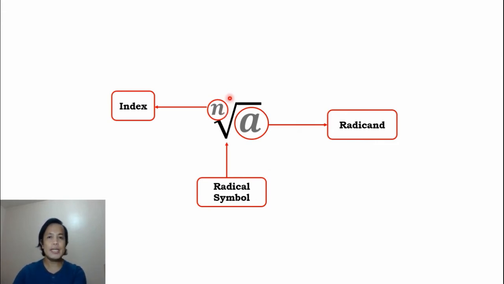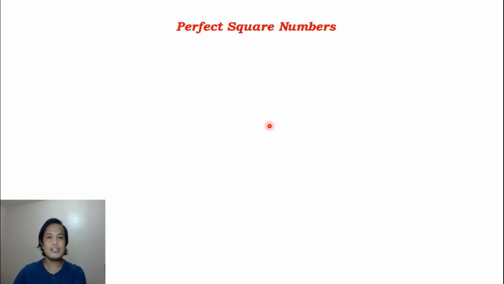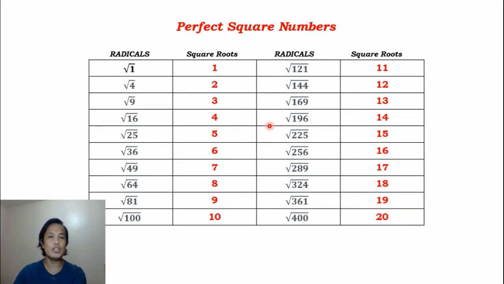Before we proceed to our example, let us have first these numbers which are perfect squares. So we have here the column for the radicals and its square roots. These numbers here are what we call the perfect square numbers. We have here square root of 1 until square root of 400. But it doesn't necessarily mean that these are the only perfect squares. There are numbers greater than 400 which are also perfect squares. For the sake of this presentation, we will go until 400.